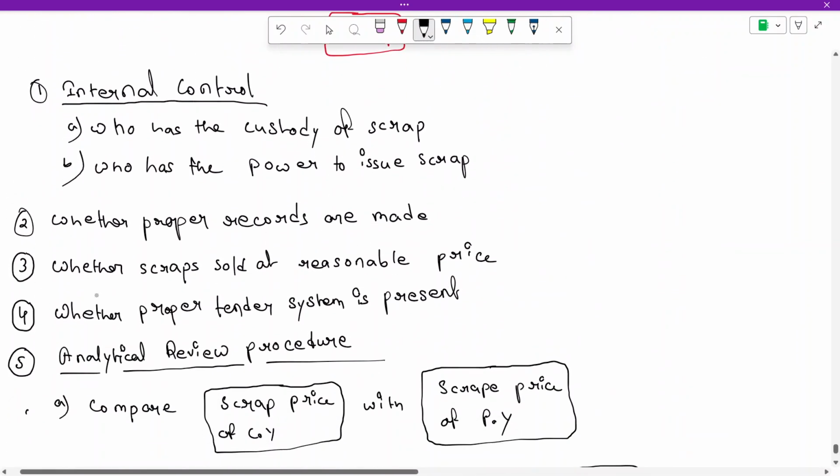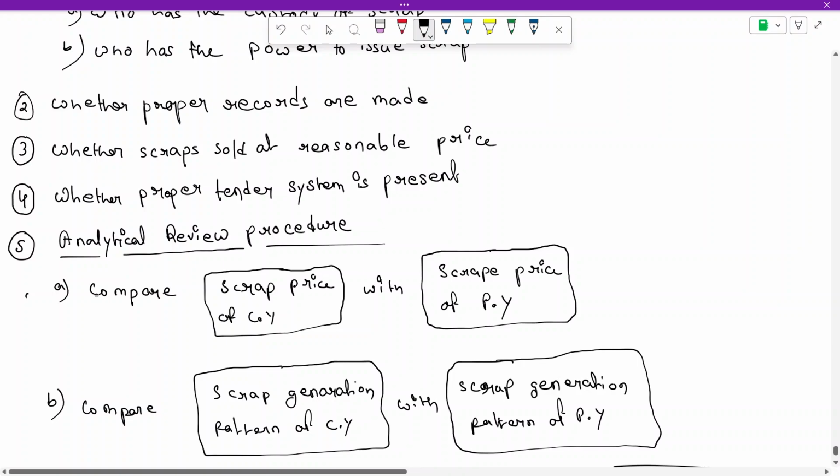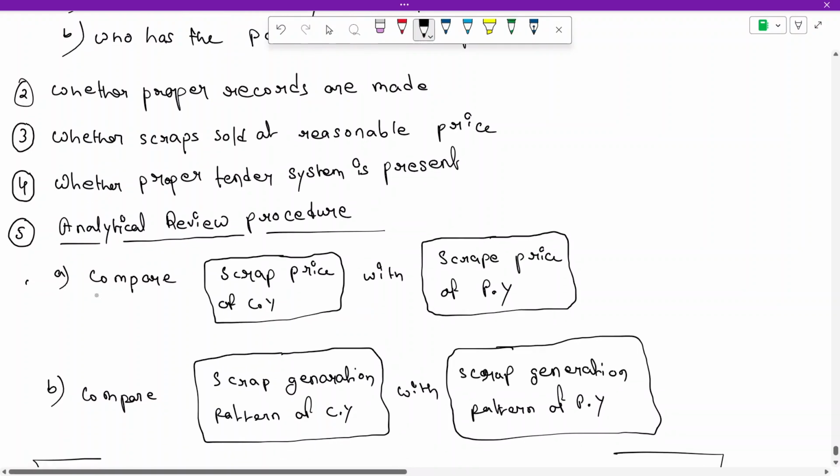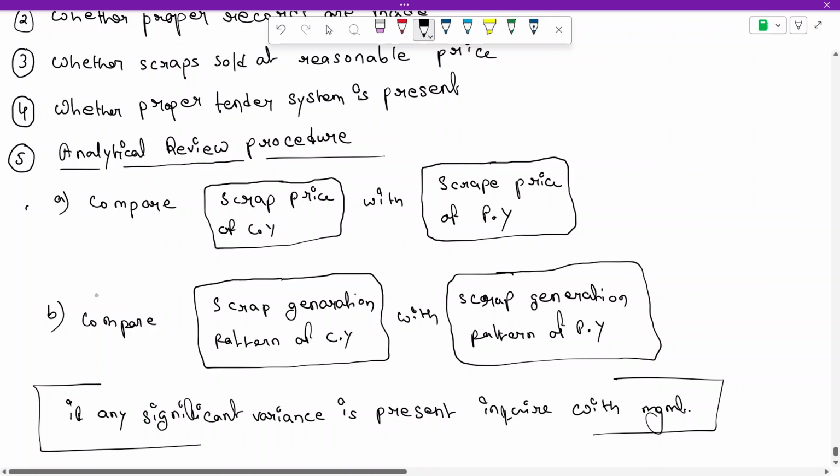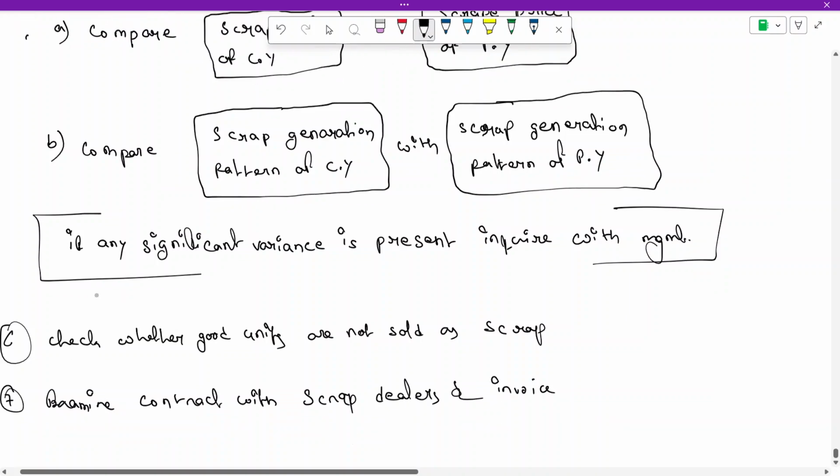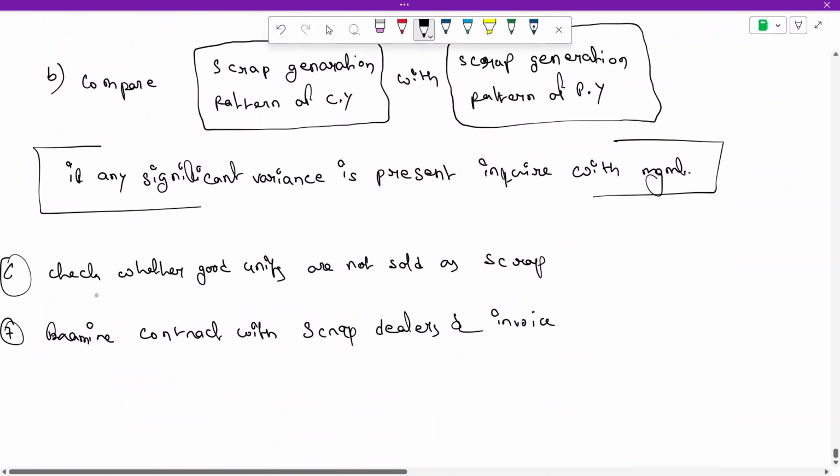So in case of scrap, for verification of internal control, check who has the custody of scrap and power to issue scrap. Whether proper records are made, whether scrap is sold at reasonable price, whether proper tender system is present. And for analytical review procedure, compare current year scrap price with previous year scrap price and compare current year scrap generation pattern with previous year scrap generation pattern. If any significant variance is present, inquire with management. And check whether good units are not sold as scrap and examine contract with scrap dealers and invoice.